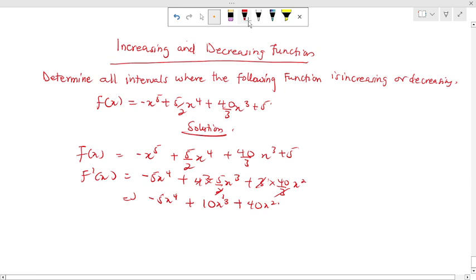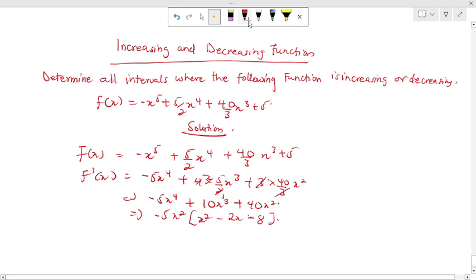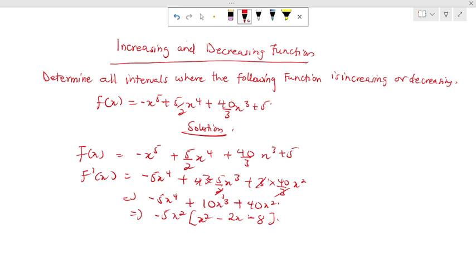As I said, the first derivative test is for testing increasing and decreasing. At this point, I need to factorize something out for simplification. Negative 5x squared can be factorized out, and I'm going to get x squared minus 2x, and then here minus 8, because I'm factorizing a negative out of this expression. So here should be minus 8.